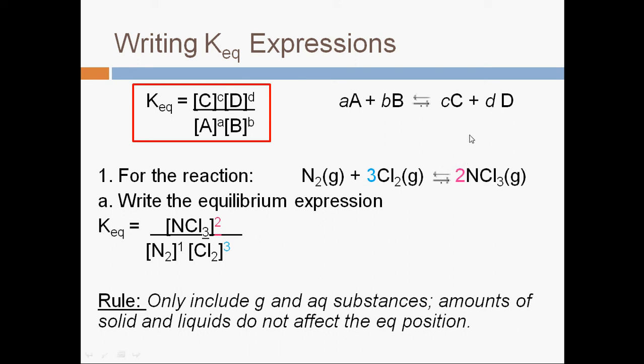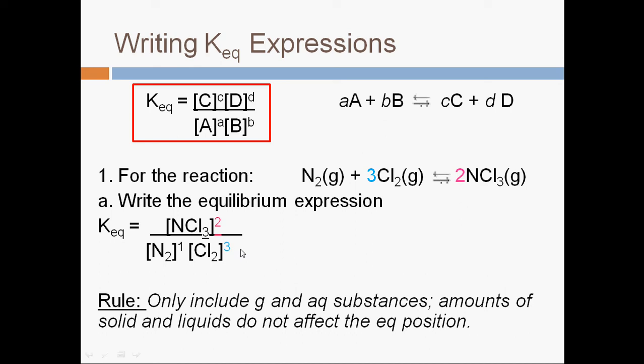the concentration of any products that I have. In this case I only have one product. It's this NCl3. So whatever my concentration or molarity of NCl3 is, I'm going to raise it to the power of 2 because that's the coefficient I have out front, which is why I've got the concentration of NCl3 raised to the power of 2 in my numerator.